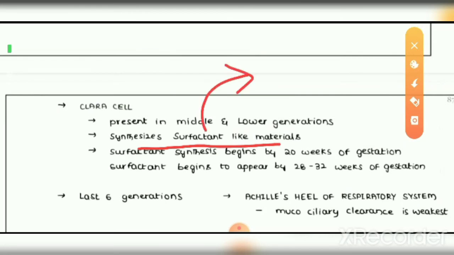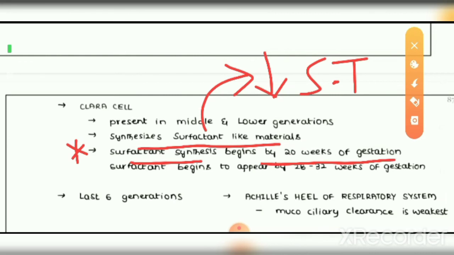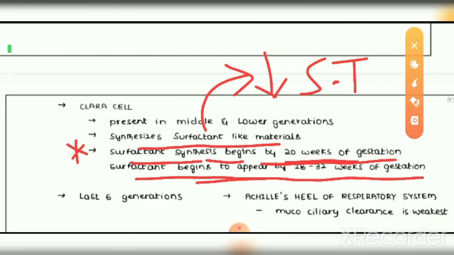So guys, what is surfactant? It lowers the surface tension so that the alveoli do not collapse. You will come to know it later when I teach you the physiology, how it works. Again, the important part: surfactant synthesis begins by 20 weeks of gestation, and the surfactant begins to appear by 28 to 32 weeks of gestation.